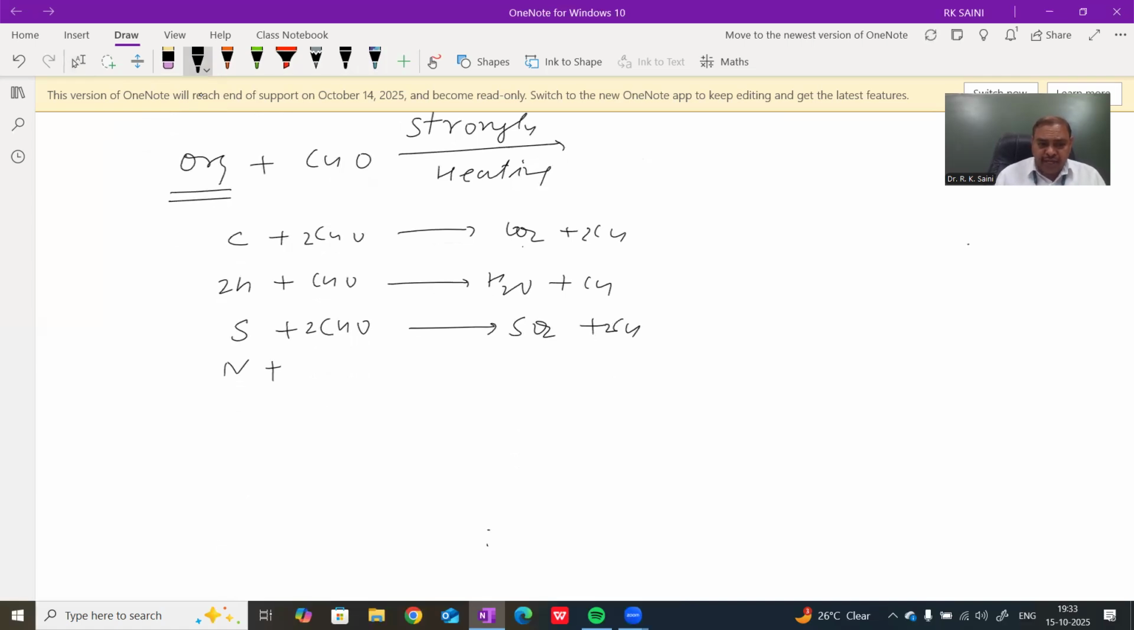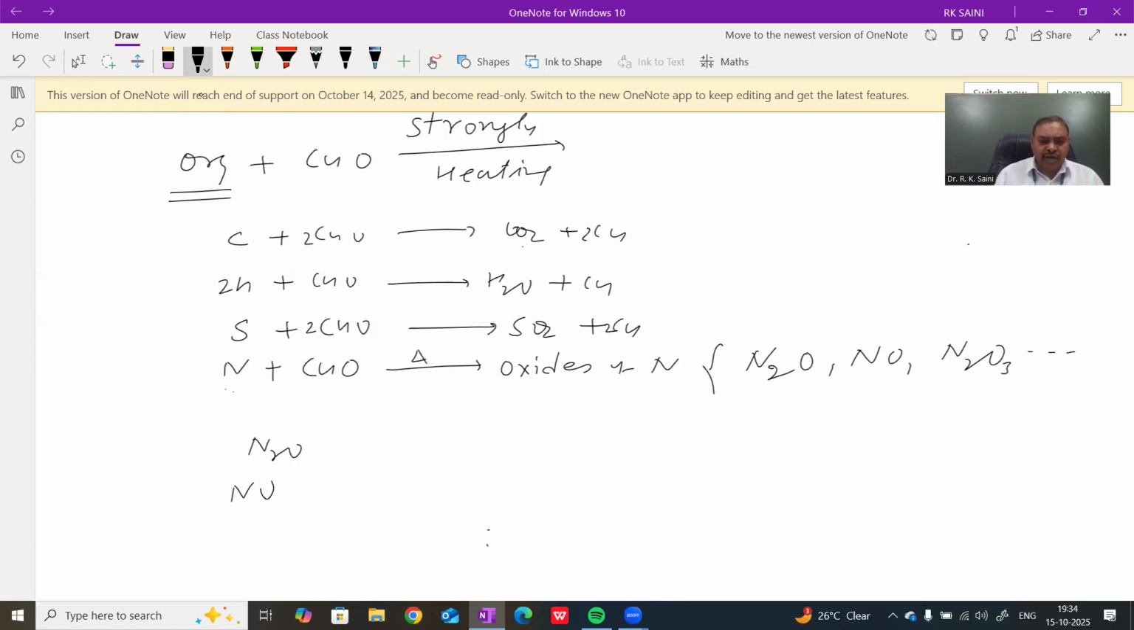Quantitatively it changes into nitrogen gas, because nitrogen of the organic compound reacts with cupric oxide and makes different types of oxides of nitrogen, like nitrous oxide, laughing gas, nitric oxide, N2O3, etc. And these oxides are further reacted with copper at high temperature, then they make copper oxide and evolve nitrogen gas.